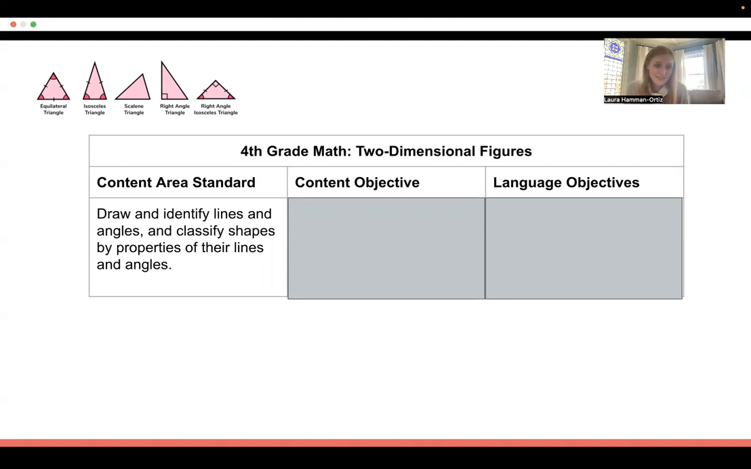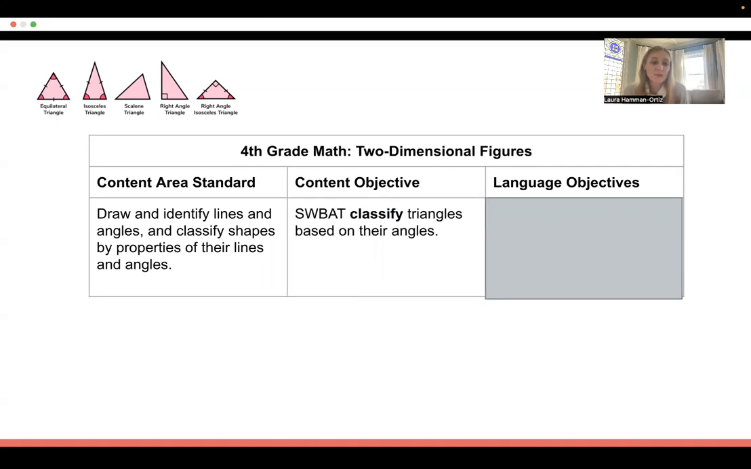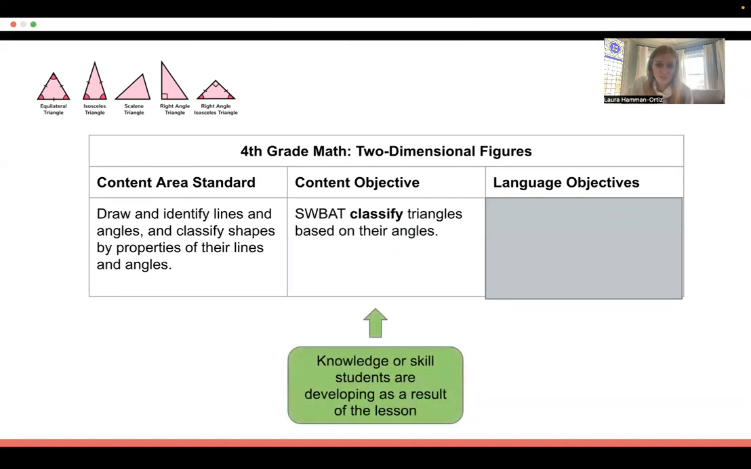For this particular lesson, the content objective is students should be able to classify triangles based on their angles. So I've narrowed my lesson into a specific shape that we're working on. And the content learning goal here is they're classifying them. So you can see in the image in the corner there, the different types of triangles based on their angles. That's the knowledge or skill.